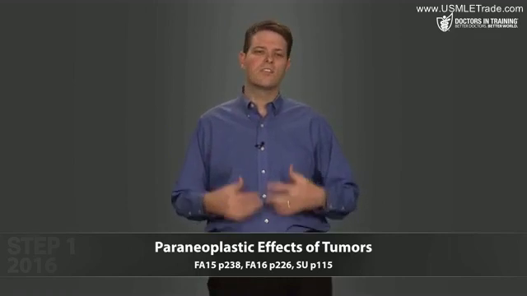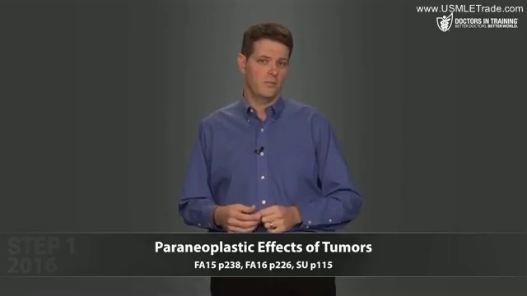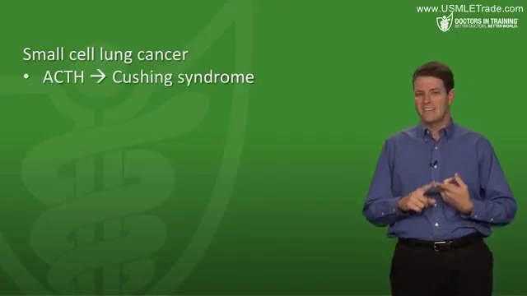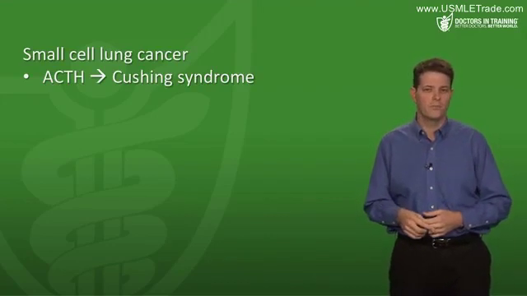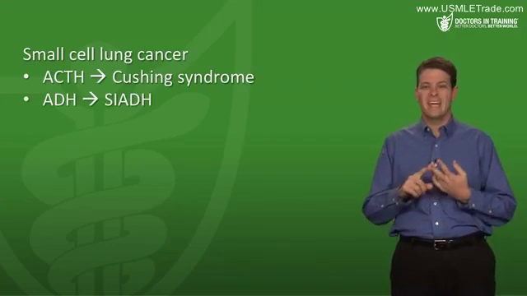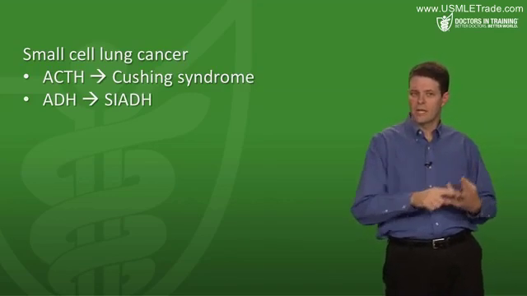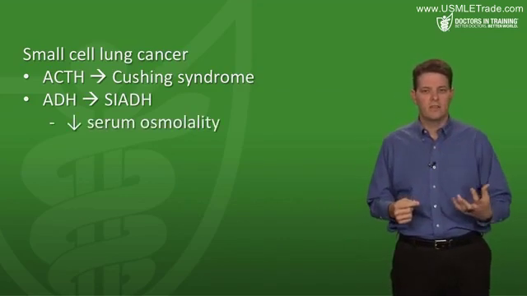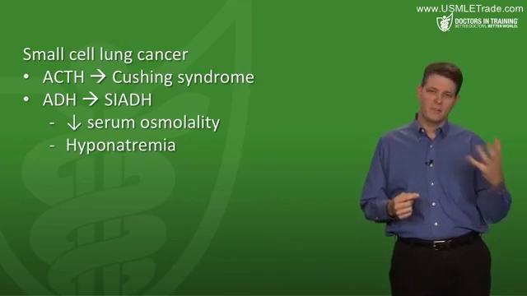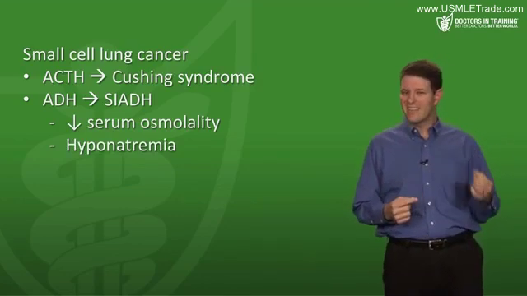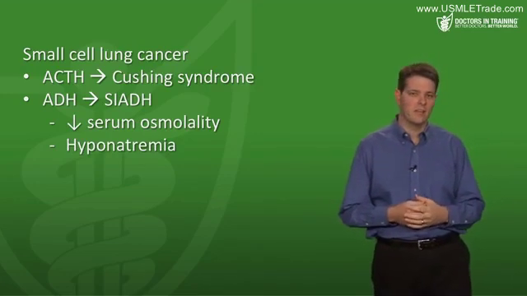Now, lung cancers are especially famous for causing paraneoplastic effects, especially small cell lung cancer. Small cell lung cancer can sometimes secrete ACTH, or adrenocorticotropic hormone, and that's going to increase cortisol and cause Cushing syndrome. Small cell cancer can also release ADH, or antidiuretic hormone, and that can cause SIADH, the syndrome of inappropriate ADH secretion. And that leads to decreased serum osmolality and hyponatremia, potentially seizures with that. Now, besides small cell lung cancer, it's often said that anything in the brain can cause SIADH. So intracranial neoplasms can also cause SIADH.